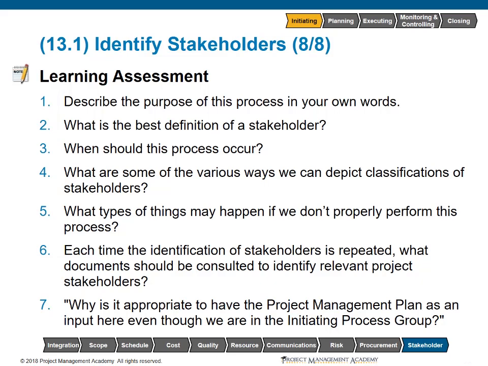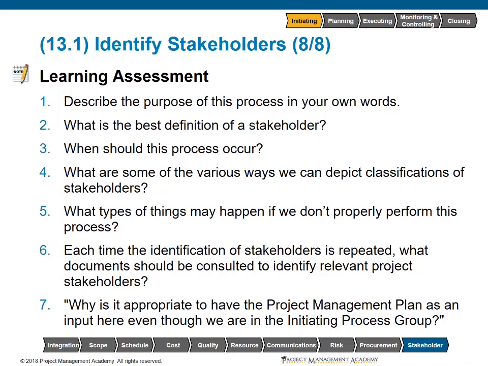What are some of the various ways we can depict classifications of stakeholders? We could depict them using power interest, power influence, or interest influence grids, salience models, and stakeholder cubes. What types of things may happen if we don't properly perform this process? If we don't properly perform this process, we can miss key requirements or have the project threatened by stakeholders who are not identified. Each time the identification of stakeholders is repeated, what documents should be consulted to identify relevant project stakeholders? The project management plan components and project documents should be consulted.